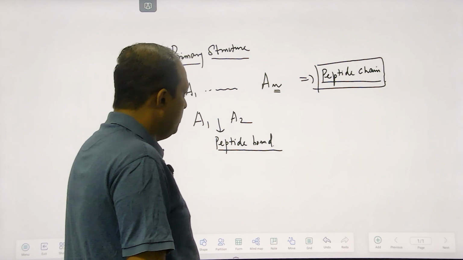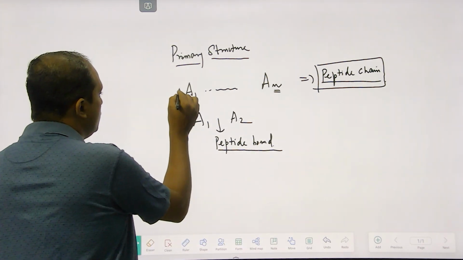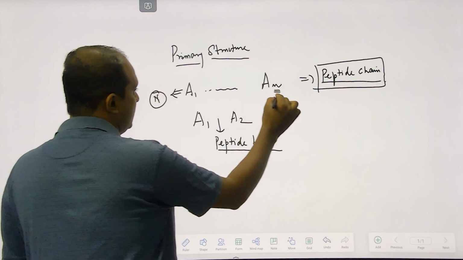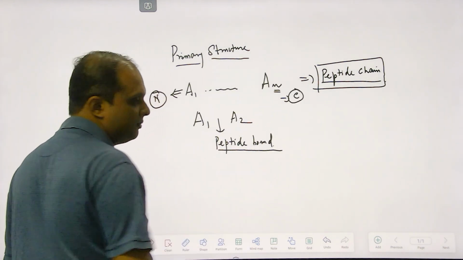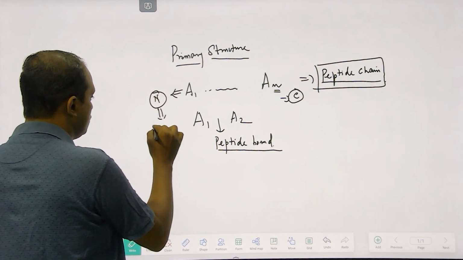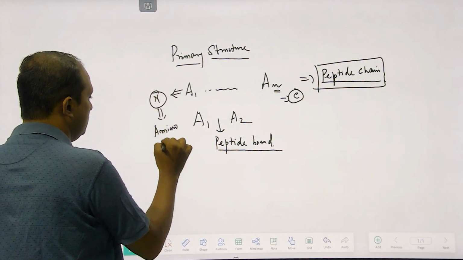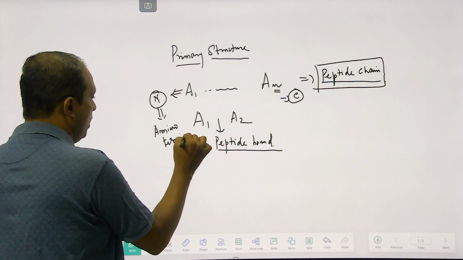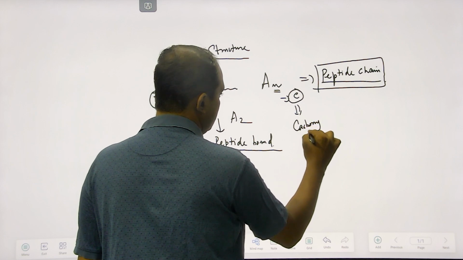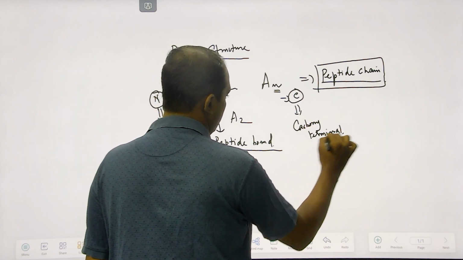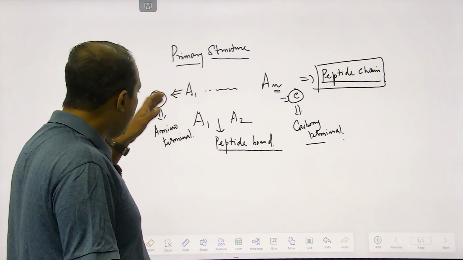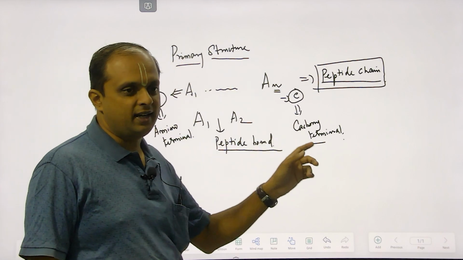Now in this peptide chain, your NCERT book says that one end is called an N terminal, and the other end is called a C terminal. The N terminal is called the amino terminal, and the C terminal is called the carboxy terminal. So in this video, how do we say that one end is the N terminal, and how do we say that the other end is the C terminal?